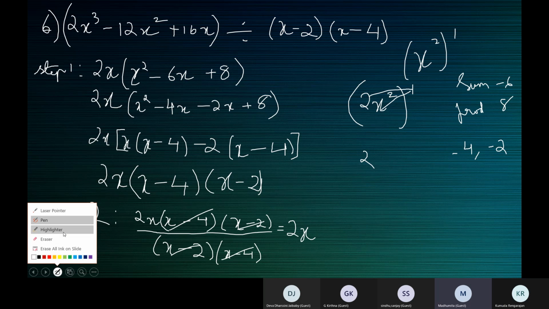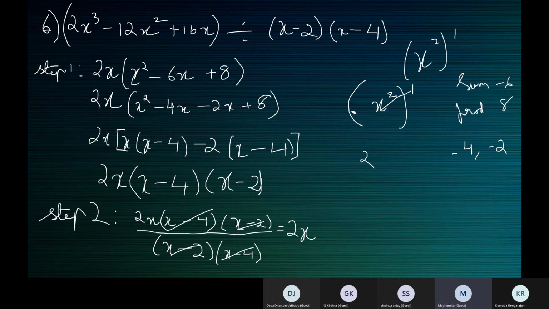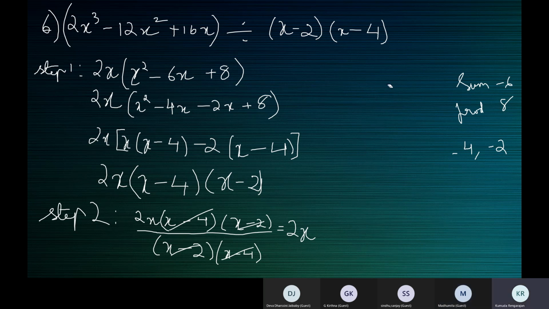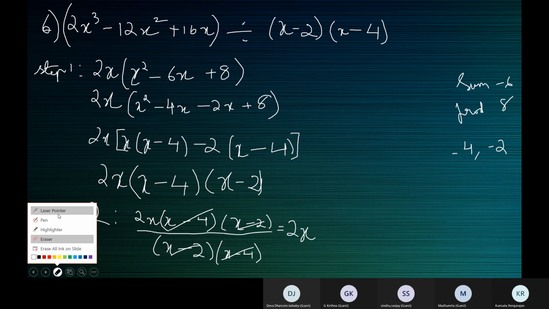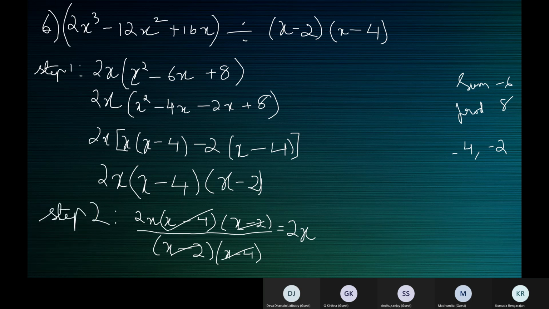Ma'am, 2x square, the whole power 1 automatically gives only 2x square, because only one time. Correct. Yeah, the power is only 1. 2x squared multiplied by itself once. Only once. It's the same thing.